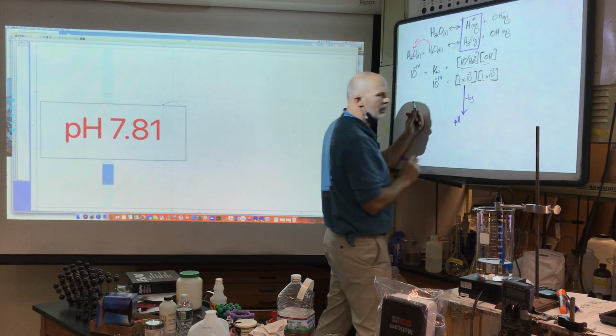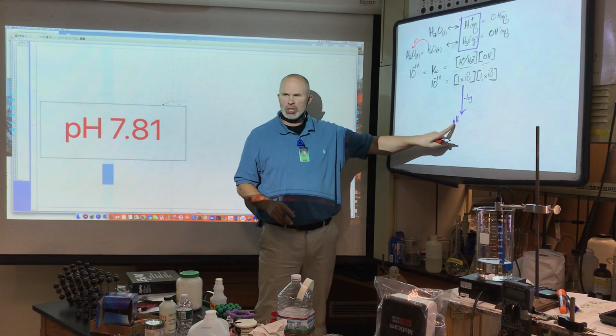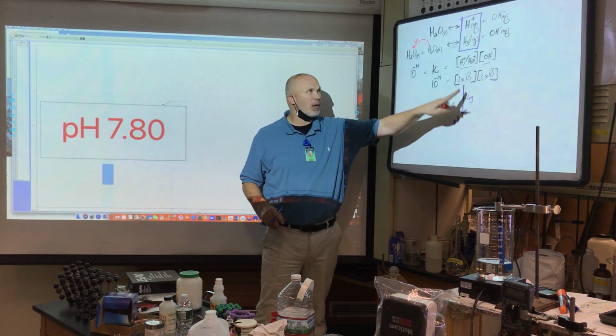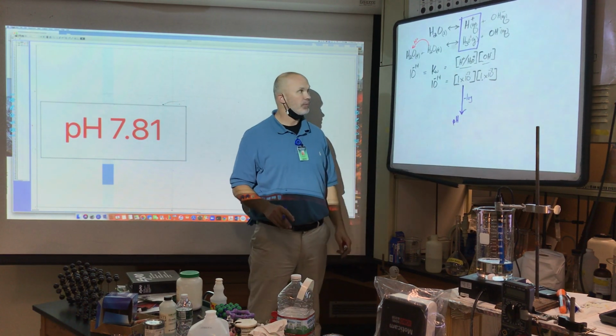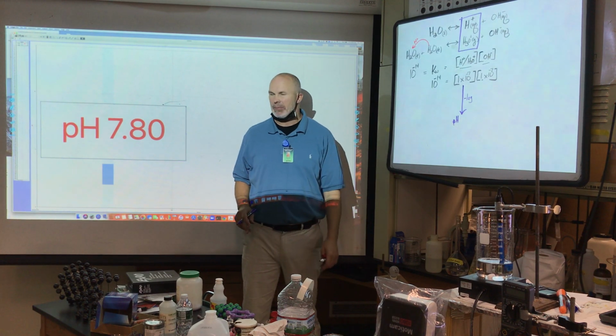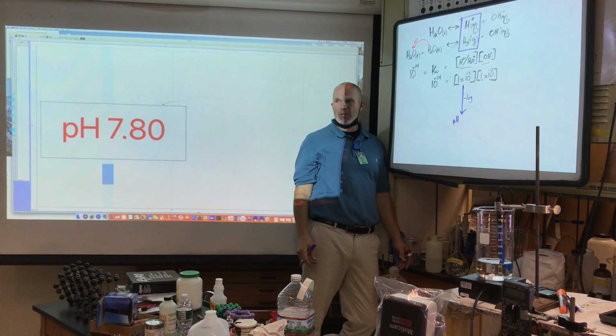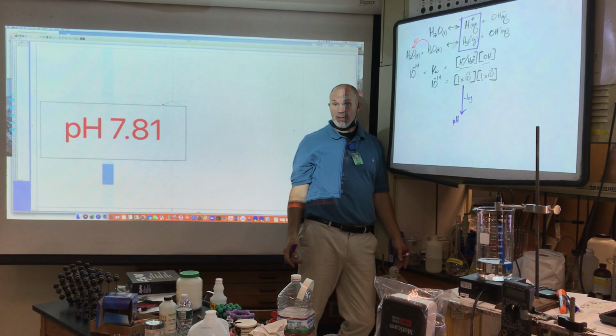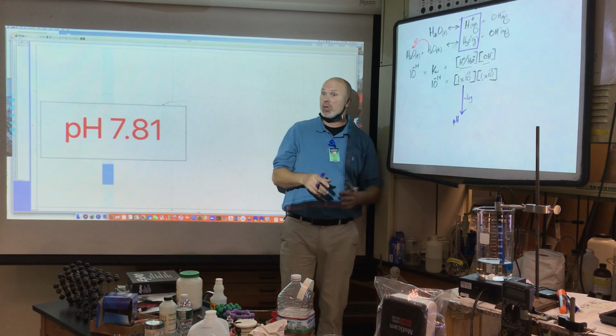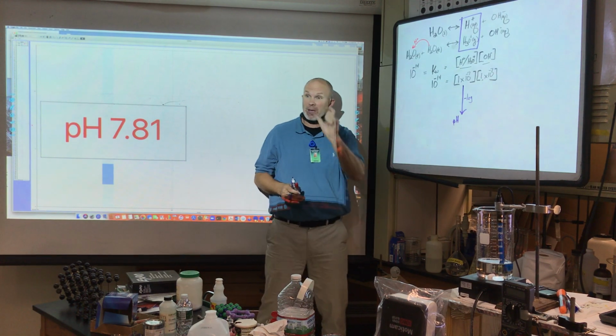Little p means negative log. The H, we're going to say negative log of the H concentration. Well, this is easy. What is the exponent in this number? 10 to the negative 7 is just negative 7, correct? So when you say negative log, you're telling me in a base 10 system, give me the exponent.